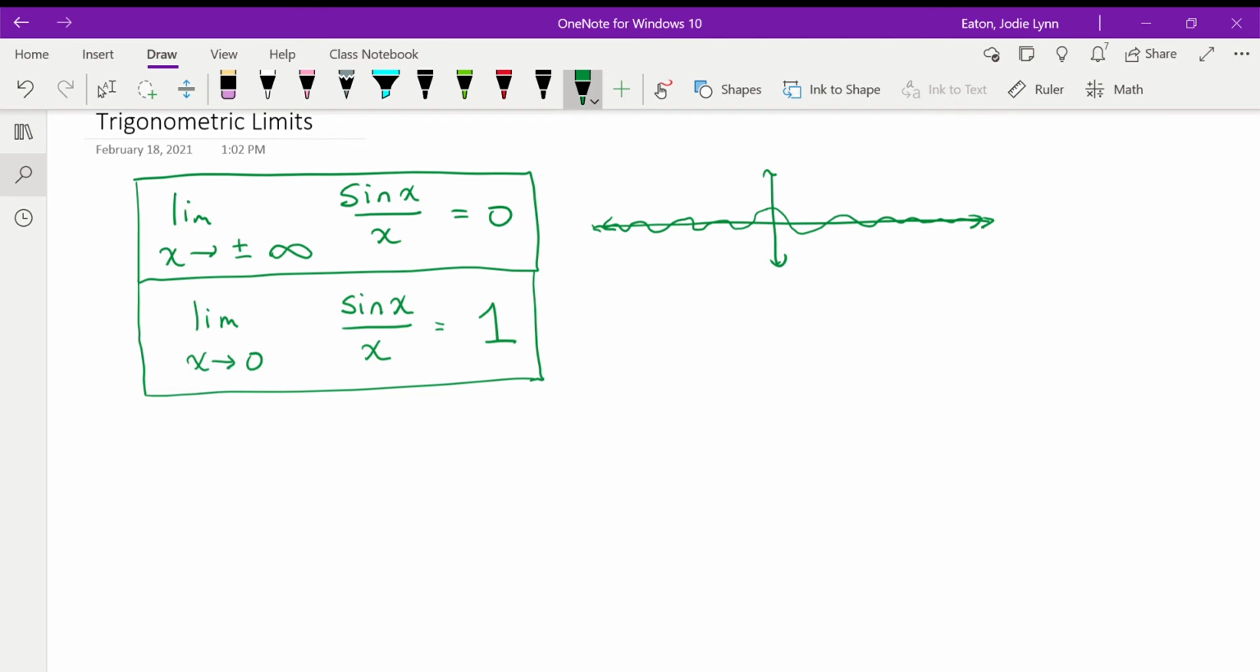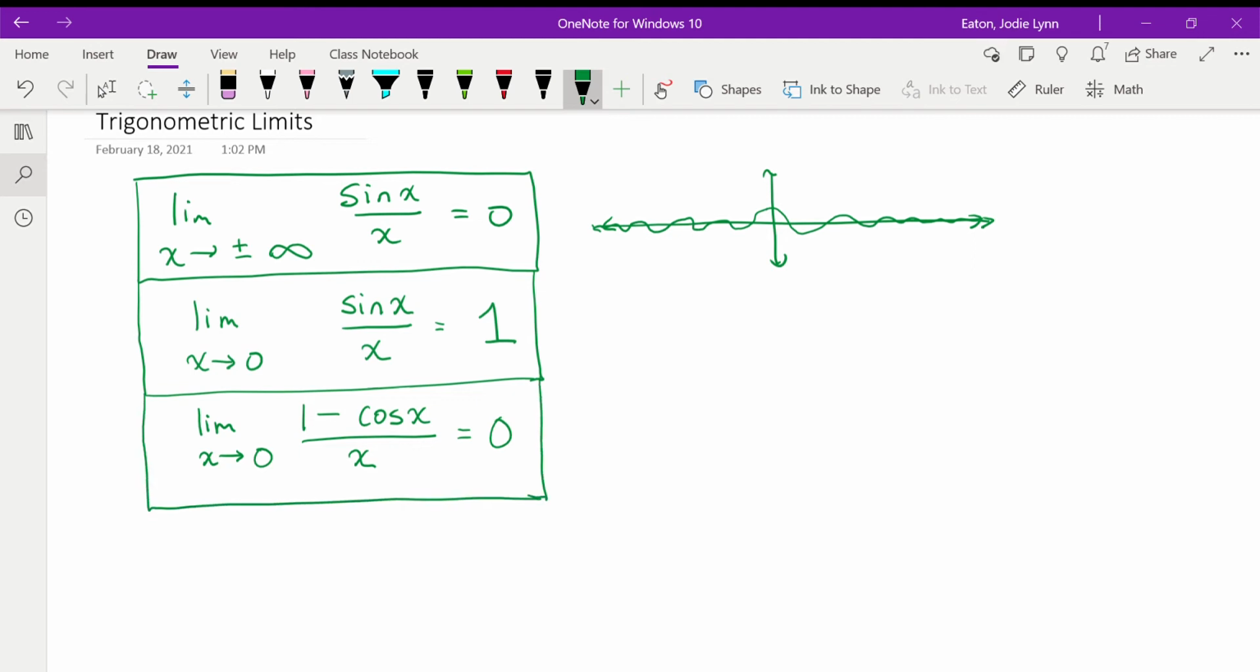And number 3 thing to know involves cosine, which is the limit as x approaches 0 of 1 minus cosine x over x is equal to 0. So these are the three things you need to know in order to be able to manage some of the trig limits. Generally, if it's just trigonometric functions, you plug in the point.